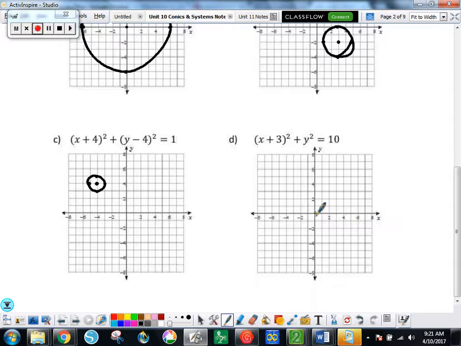Alright, last one. The center is where? The center is -3, 0. What's the radius this time? If we take the square root of that, it's about 3.16, 3.2. So you just have to estimate 1, 2, 3, and a little bit more. When I grade these, I'm going to look to see if it ends on the line or if it ends just above the line.